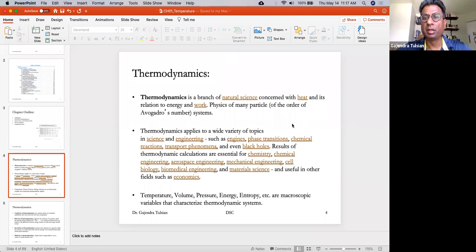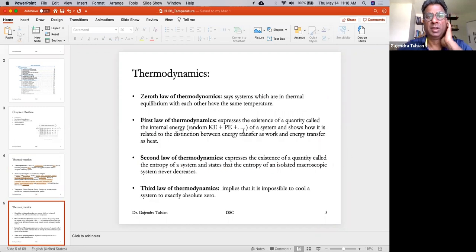It applies to many particle systems, but however, the information that we are interested in extracting from such systems can be obtained from very few variables, a handful of variables. All right, so there are 4 laws of thermodynamics, and we'll quickly go over them.